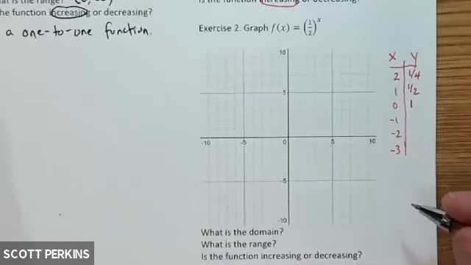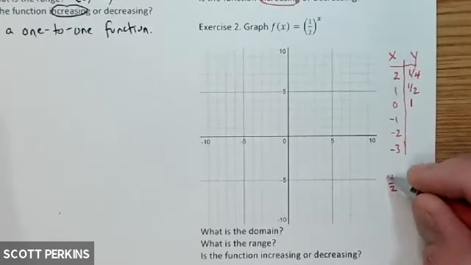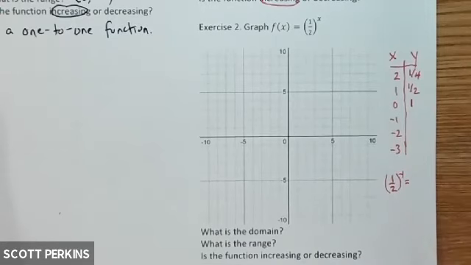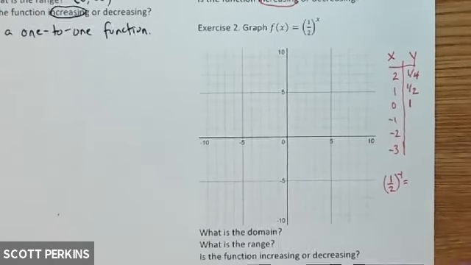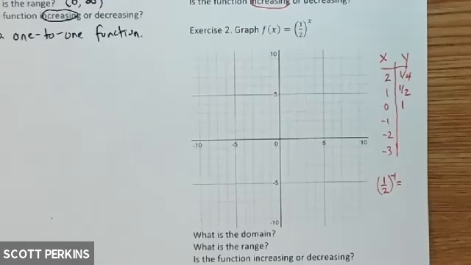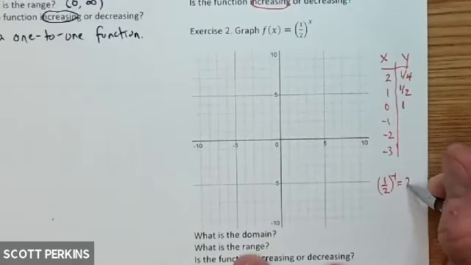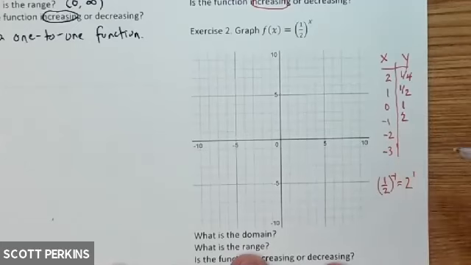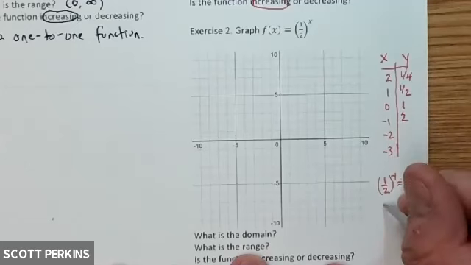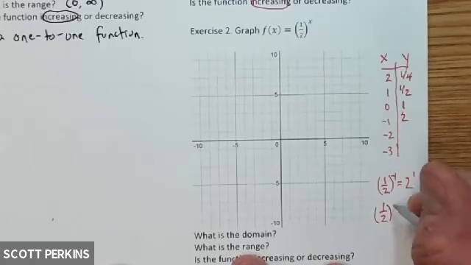-1, so let me just write down this first one. When I have 1/2 and I'm taking it to the -1 power, well, remember, the -1 means my base is in the wrong place. It means I have to take the reciprocal, and so that's the same thing as 2 to the first power. Okay, so that becomes 2. And the same thing for -2. I'll go ahead and write down another one just because I feel like it. So I've got 1/2 to the -2.